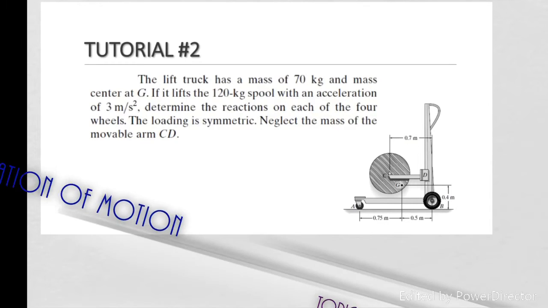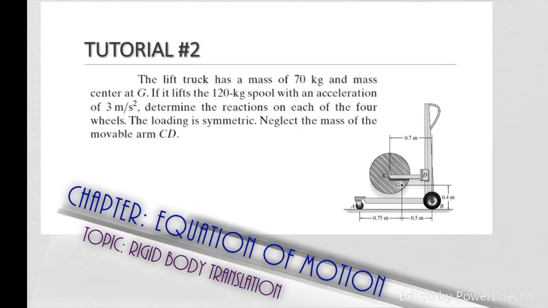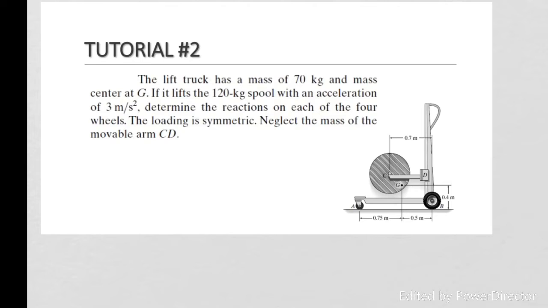Okay, so this is tutorial 2 and we're going to resolve this problem together with all of you. This is a lift truck. The mass, definitely, there will be written 70 kg, then there will be the gravity point. So be careful over here because it says 70 kg at G. So where is the G? If you look at the diagram, this is the G.